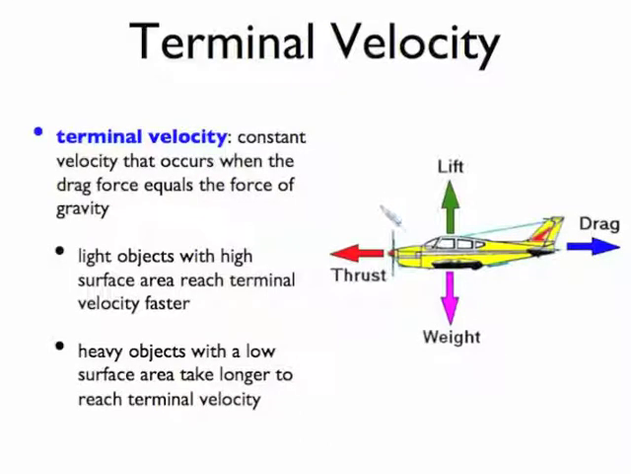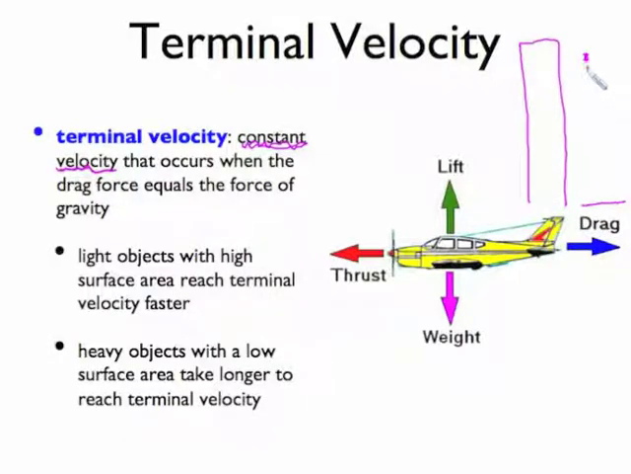Terminal velocity is something we think about when we're thinking about drag, and it is a constant velocity that occurs when the drag force equals the force of gravity. They do talks about like a penny falling from a building, and they say, you know, when it hits the earth, it's going to smash through the sidewalk or go through someone's head or something.